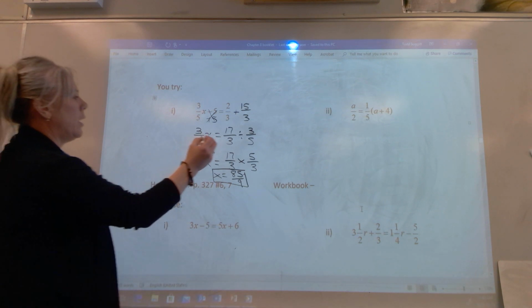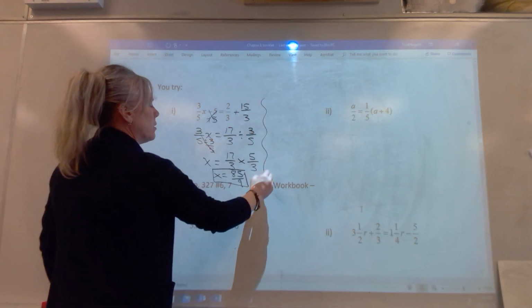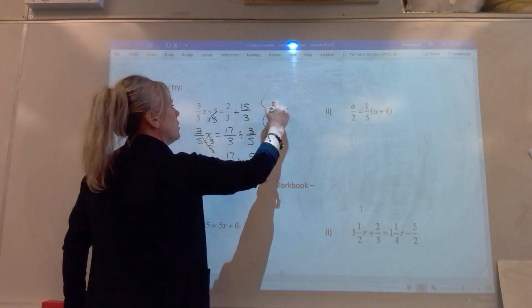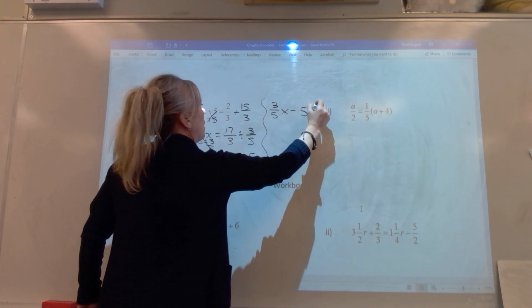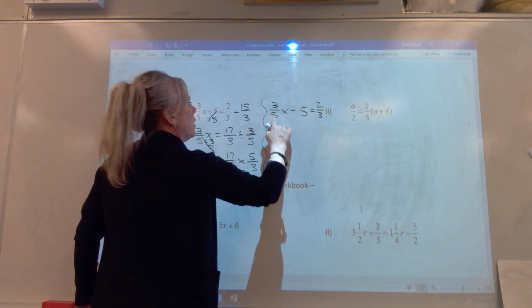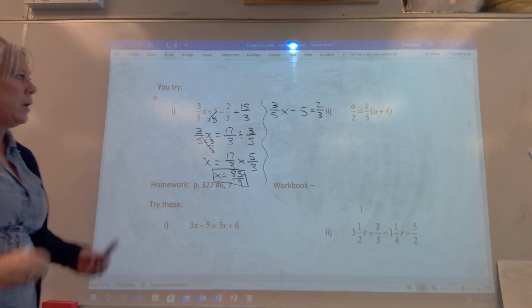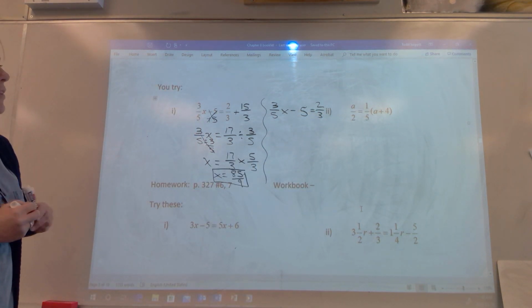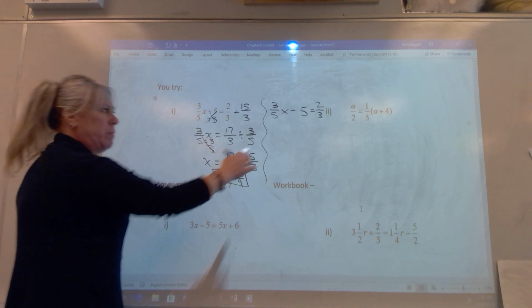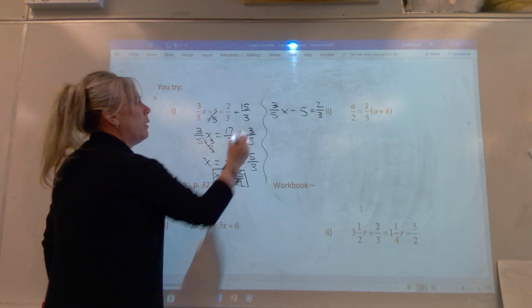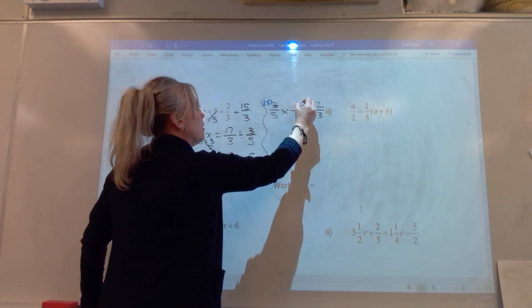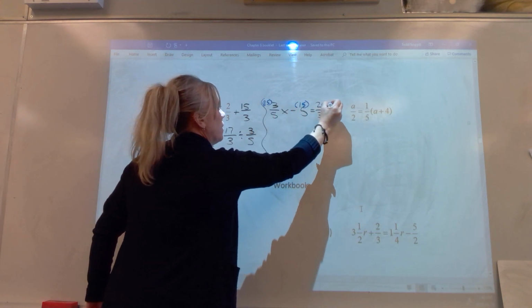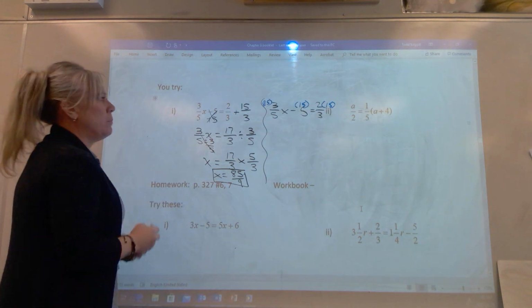The second way I'm going to do then is clearing denominators. I'm going to rewrite the original question. We have two denominators here, a 5 and a 3. So lowest common denominator is a 15. So we're going to multiply every term, including this one, by 15. 15. Please make sure the 15s go on the top.